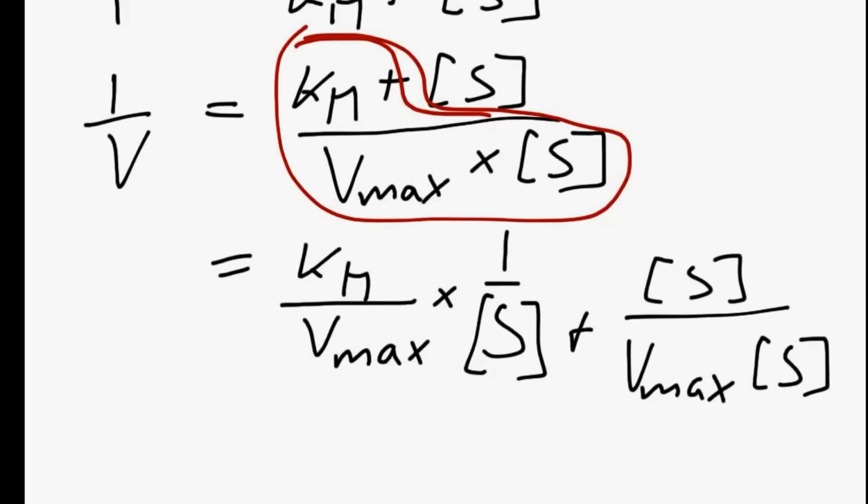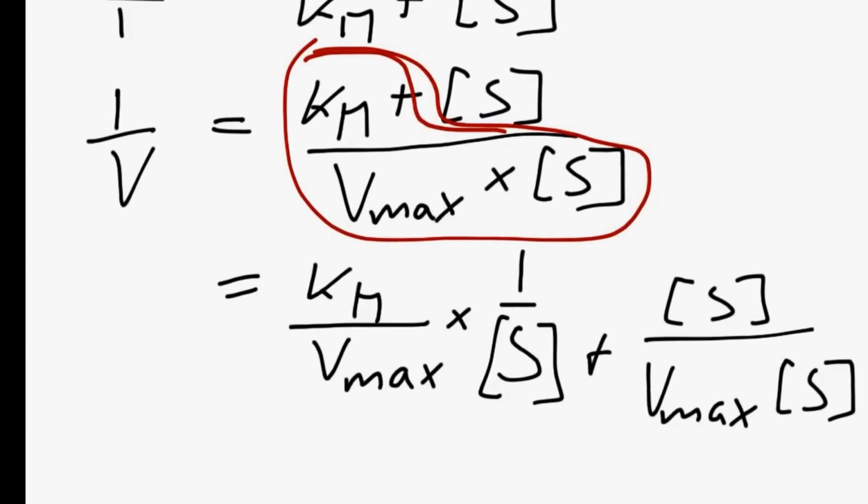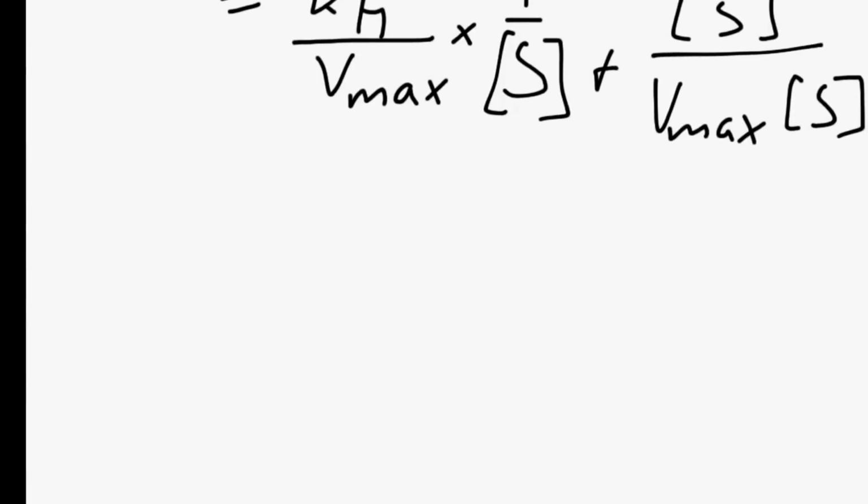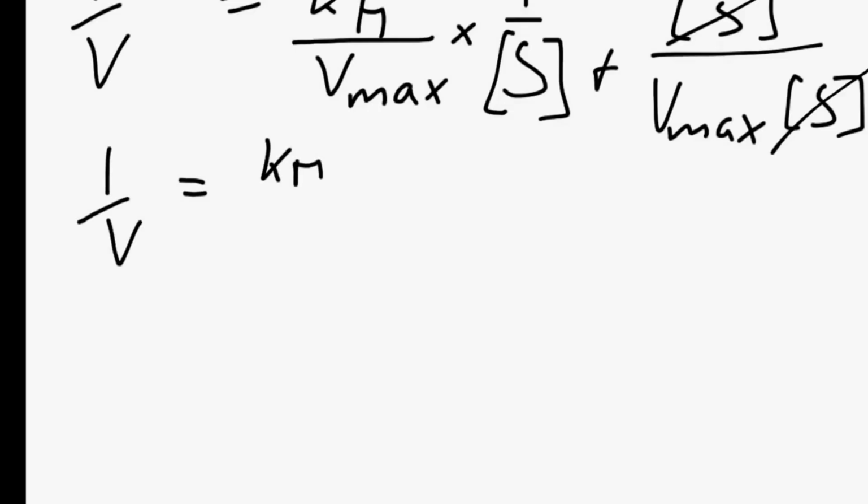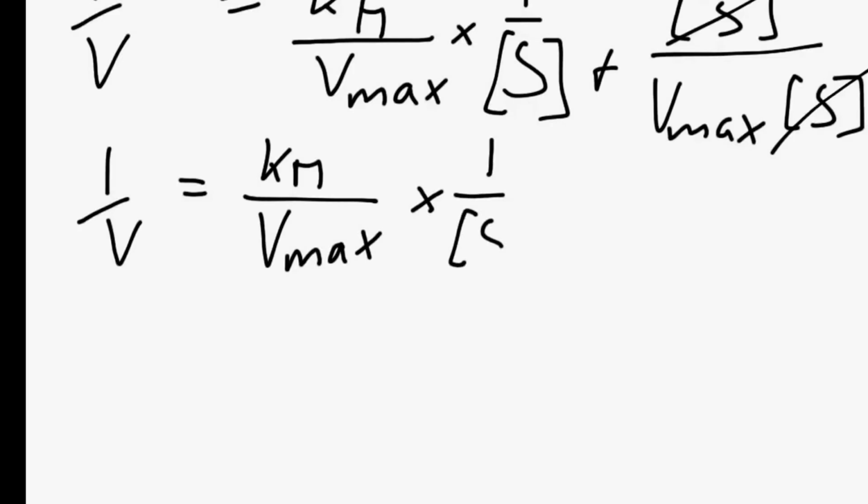So, does that help us in any way? Maybe. Let's have a look. That is 1 over V. First of all, we can cancel out S at the back. So we have 1 over V equals Km over Vmax times 1 over S plus 1 over Vmax. You agree? Thank you. Bing! Was that the penny dropping?